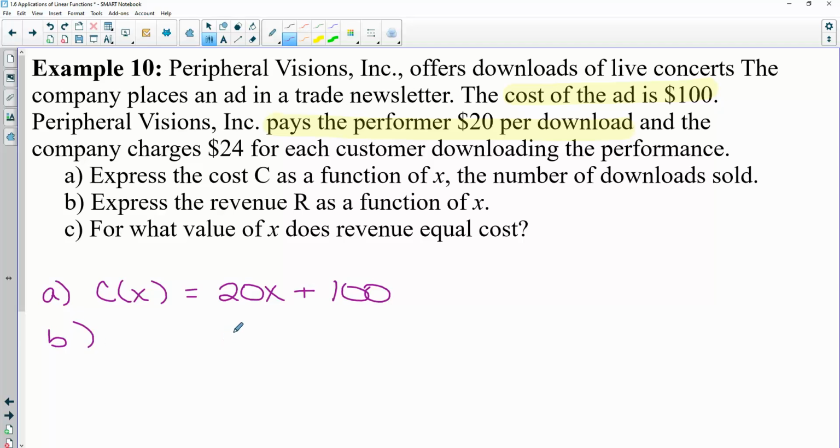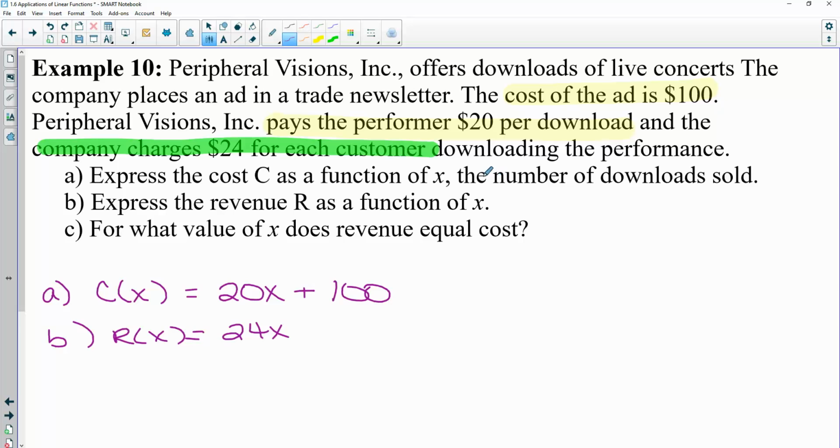B. Express the revenue as a function of x. What is revenue? The money that the company is bringing in. Okay? How does the company get paid? Based on the number of downloads. They charge $24 for each download. So our revenue, do they get paid the 24 multiple times or just once? Multiple times, so that's like a slope, 24x.